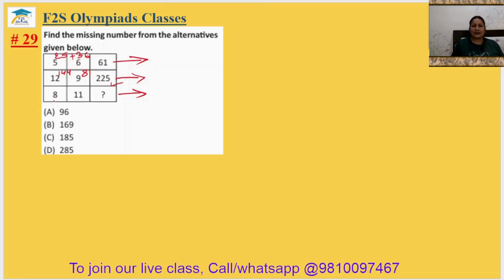It means 8 eights are 64, 11 elevens are 121. After adding these two, you will get 185. It is in option C. The 29th answer is option C.